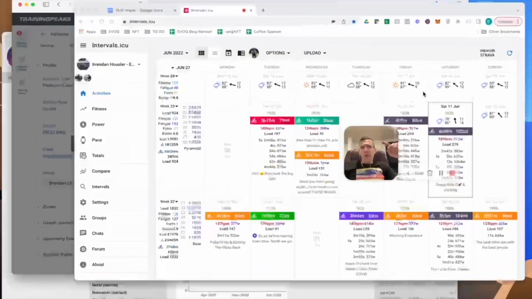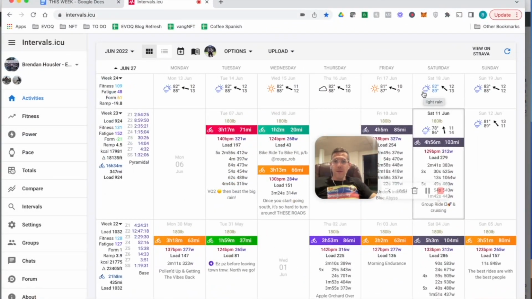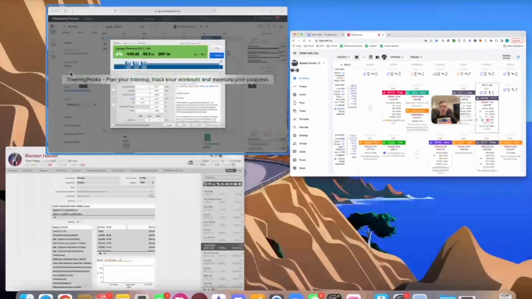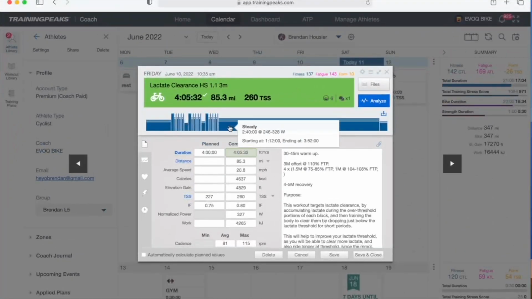And that's the thing, you've got to be careful. I think it's great to go down the wormholes of coaching software, just not every workout. You're going to waste a lot of time. If you have that much time, you should be riding more.